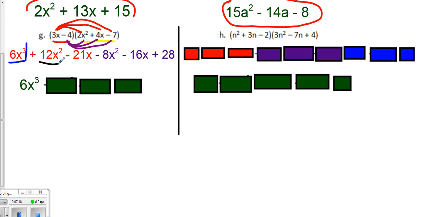We have 12x squared minus 8x squared. So those ones will combine. 12 is positive, negative 8. So 12 minus 8 becomes positive 4. So it's a positive 4x squared term.